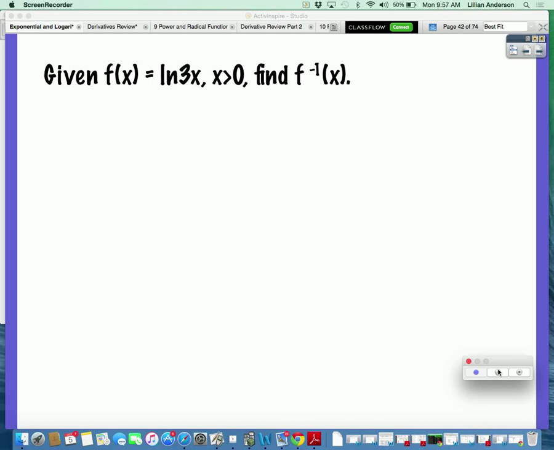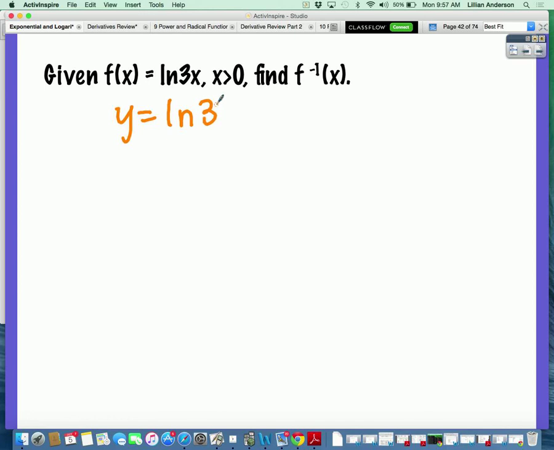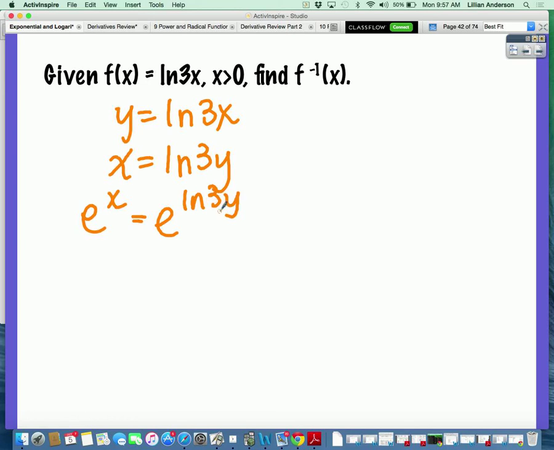Okay, so what are we looking for in this problem? The inverse. So first thing we need to do is switch, then raise. And why do I raise? To get rid of that. So I have e to the x equals 3y.